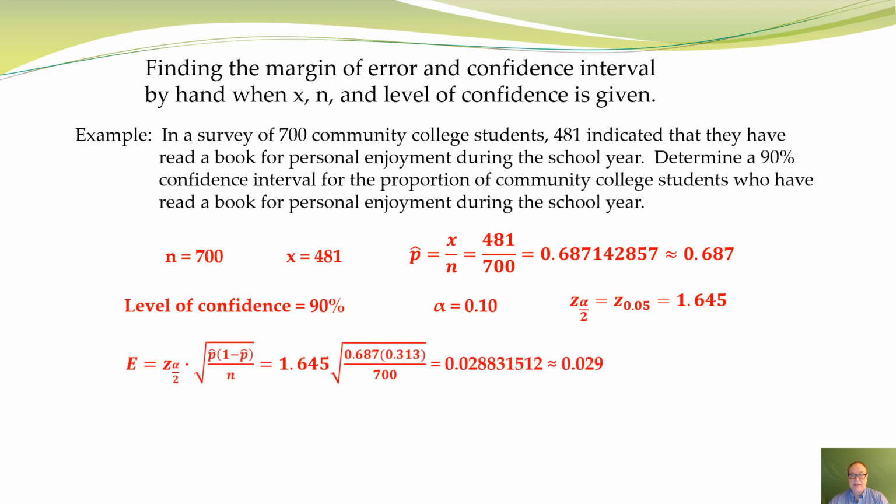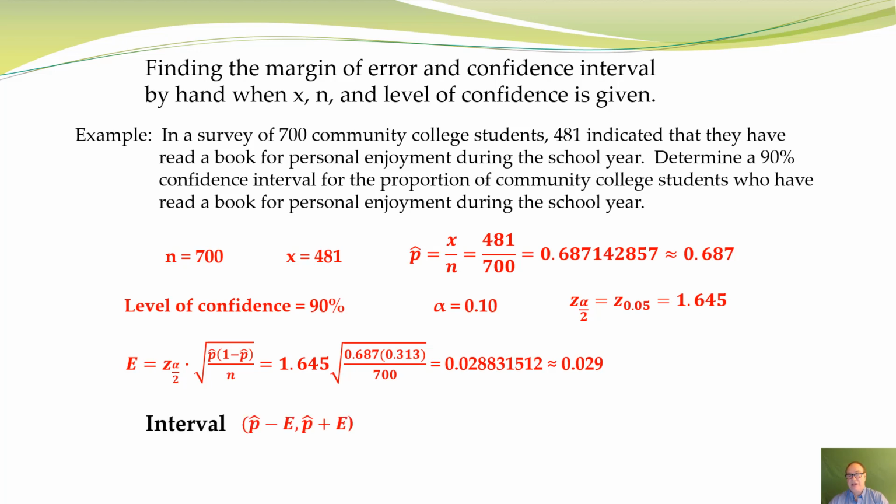Then we have the formula. E is z sub alpha divided by 2 times the square root of p hat times 1 minus p hat, all divided by n. So now we substitute numbers in. So we have the 1.645, we have the 0.687. You take 1 minus 0.687, you get 0.313 divided by 700. Use your calculator correctly, you should get the answer shown. And then round it off to 3 decimal places, 0.029.